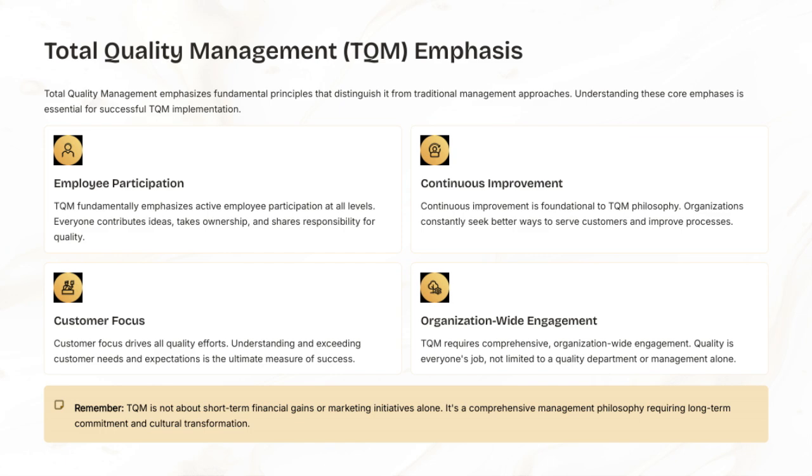Finally, TQM emphasizes some fundamental principles that set it apart from traditional management approaches. Grasping these core principles is critical for successful TQM implementation and truly embedding quality into our culture.